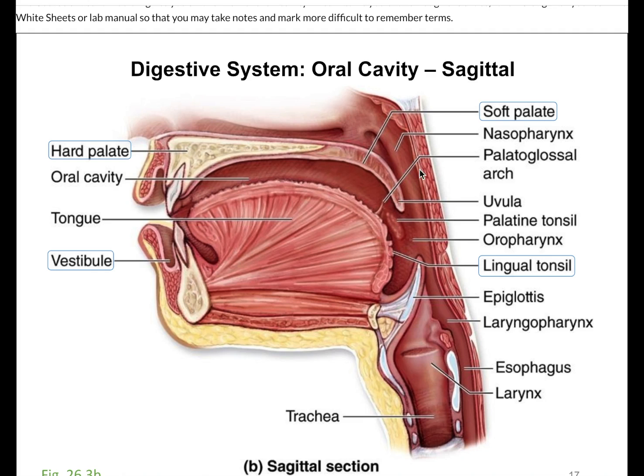And then we have one that's actually on the roof of our nasopharynx, which is called the pharyngeal tonsil. And this one is sometimes referred to as an adenoid. So if you have a tonsillectomy and adenoidectomy, they're referring to this as the adenoid. So just know those three tonsils.